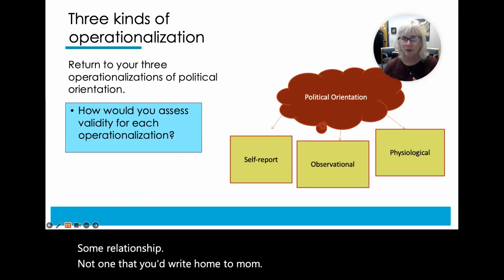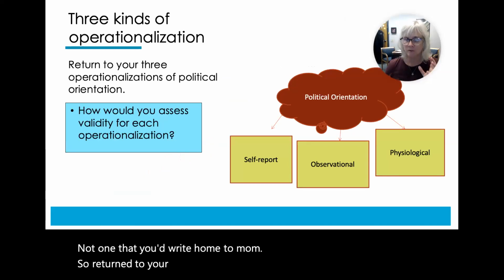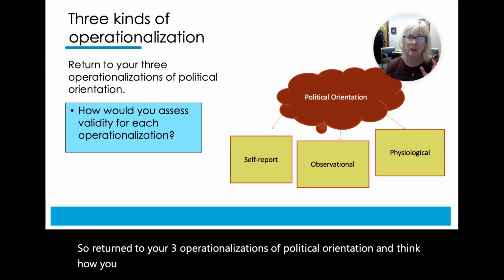So return to your 3 operationalizations of political orientation and think how you might assess the validity of each operationalization.